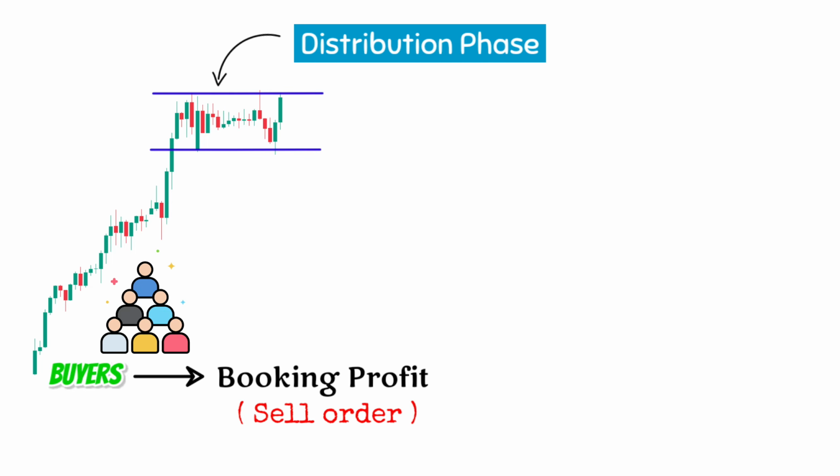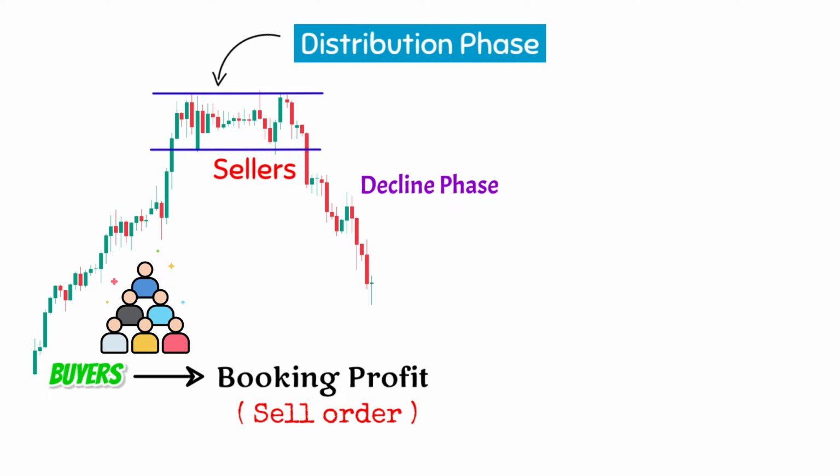We cannot call it a distribution phase just because we see a range. Distribution is confirmed only when price breaks below the range. Once that breakdown occurs, it signals that sellers are getting control and the bullish trend is becoming weaker. Generally, after a distribution phase, the market starts moving downward, and when the market begins falling after distribution, that movement is called the decline phase.